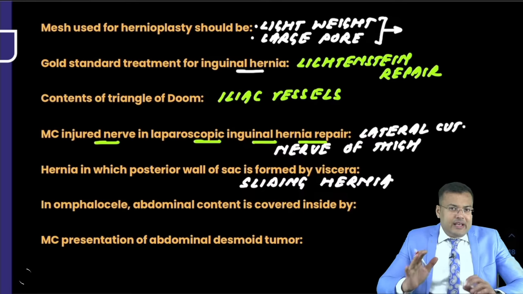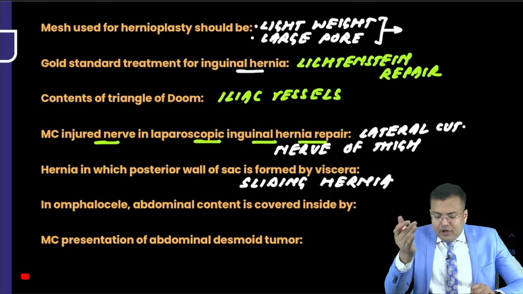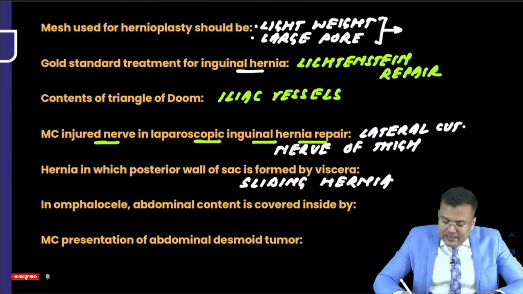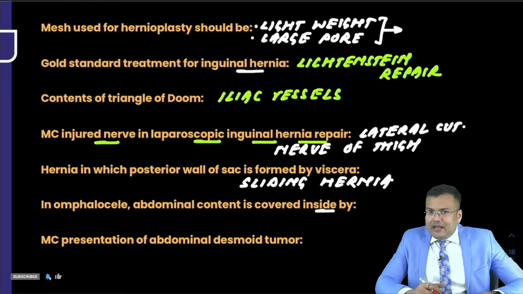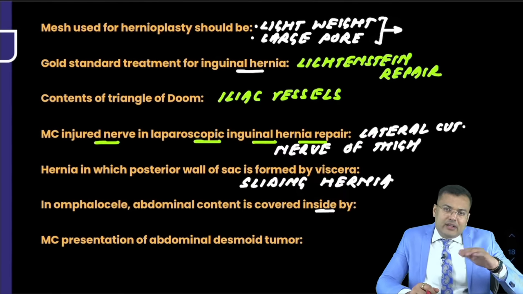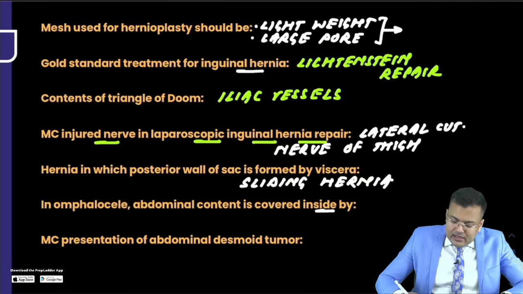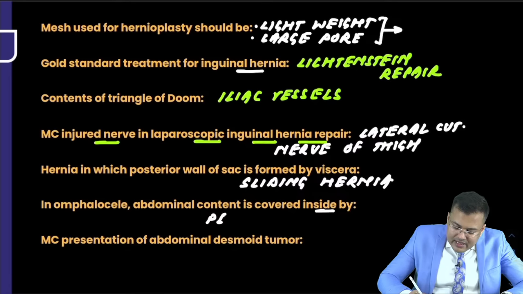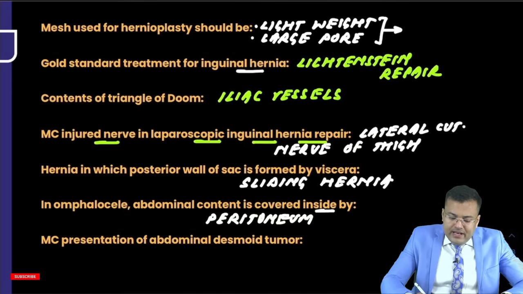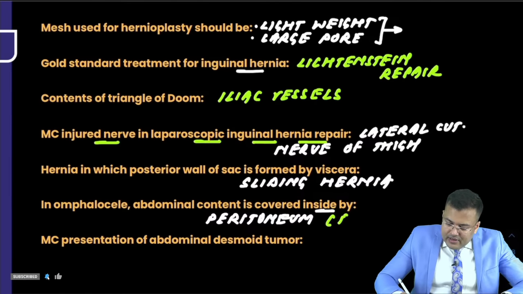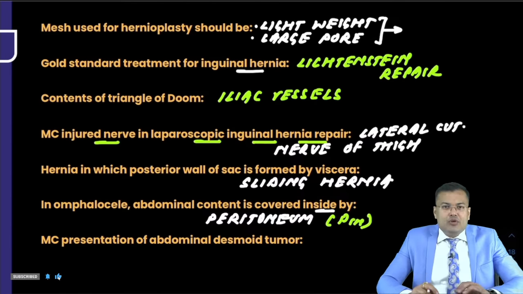Next question. In omphalocele, the abdominal content is covered by two layers, amnion and peritoneum. Inside by which layer? All of you are correct. It is covered by peritoneum inside. So how to remember? PIN: peritoneum is in.